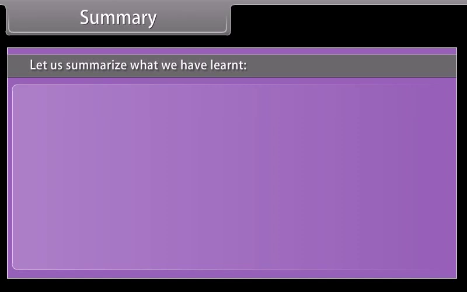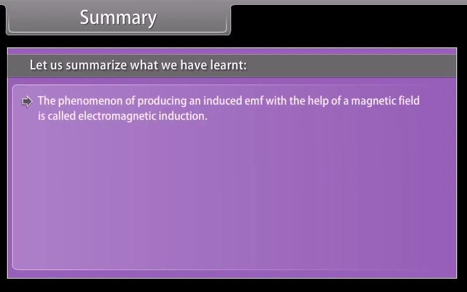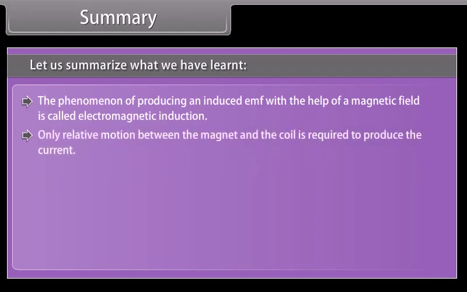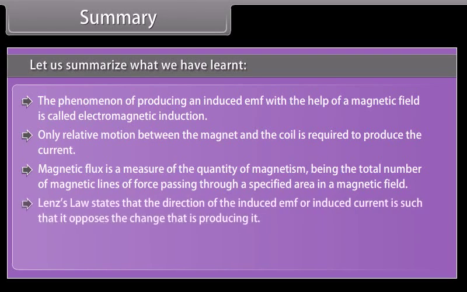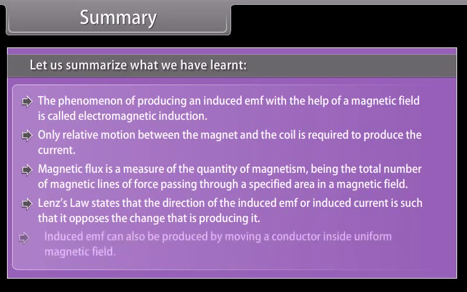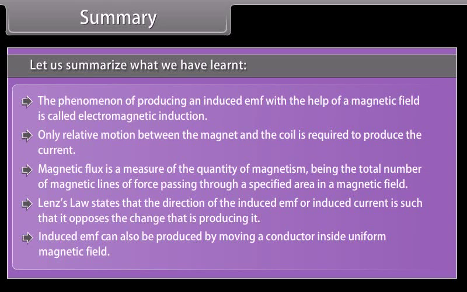Summary. Let us summarize what we have learned. The phenomenon of producing an induced EMF with the help of a magnetic field is called electromagnetic induction. Only relative motion between the magnet and the coil is required to produce the current. Magnetic flux is a measure of the quantity of magnetism, being the total number of magnetic lines of force passing through a specified area in a magnetic field. Lenz's law states that the direction of the induced EMF or induced current is such that it opposes the change that is producing it. Induced EMF can also be produced by moving a conductor inside a uniform magnetic field.